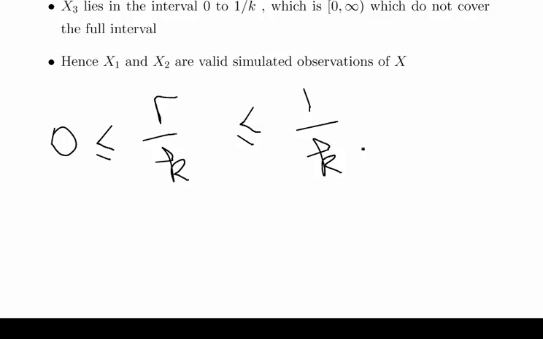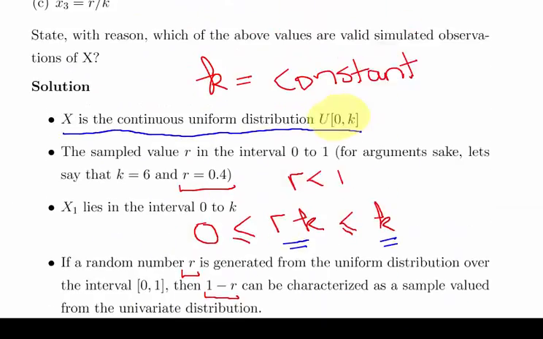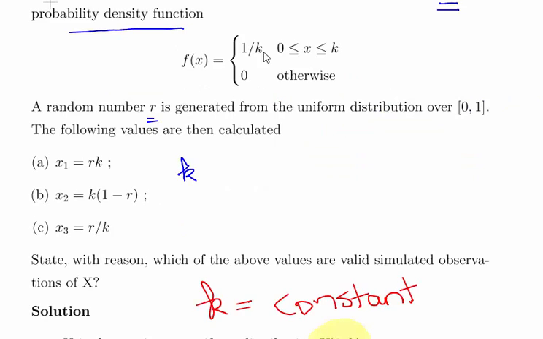In this instance, 1 over k can be 1 to infinity essentially, or 0 to infinity. It's not bounded by k, which is the key thing, so it doesn't fit the interval properly. So that means that x3 is not a valid way of generating values of x. It doesn't do the job. I rubbed some stuff out there on a pause. It doesn't fit with that interval, so x3 is not valid. So yes, yes, but no. State with reason which of the above values are valid simulated observations of x. Okay, we'll leave it there.